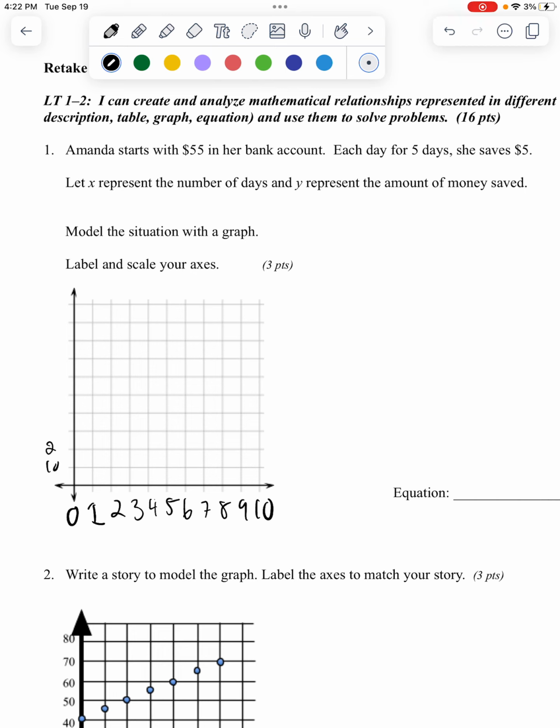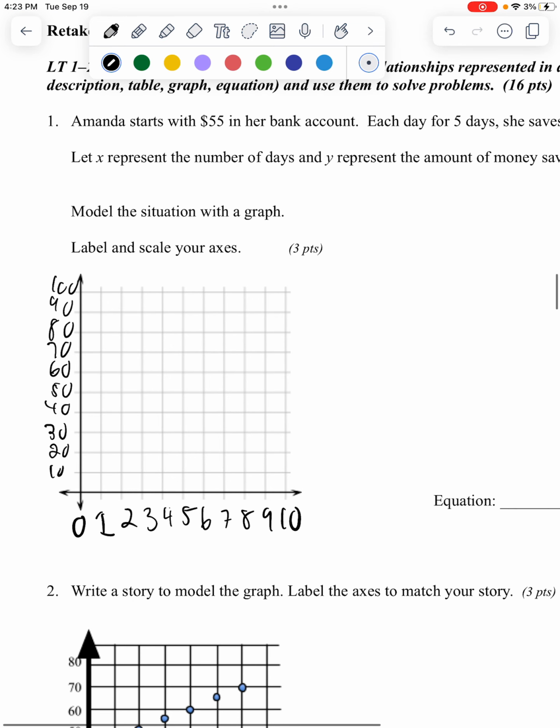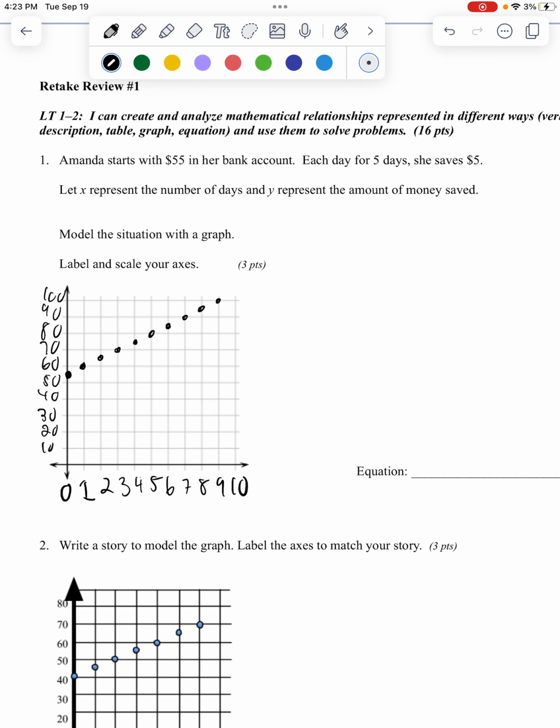I'm going to go up by tens. I decided this because I want my graph to be on there, and I know we're going up by 5, so I can always go halfway in between. So we start at $55, and then we're going up by $5 each week. So every week I'm going up half a bar because the whole bar is 10.